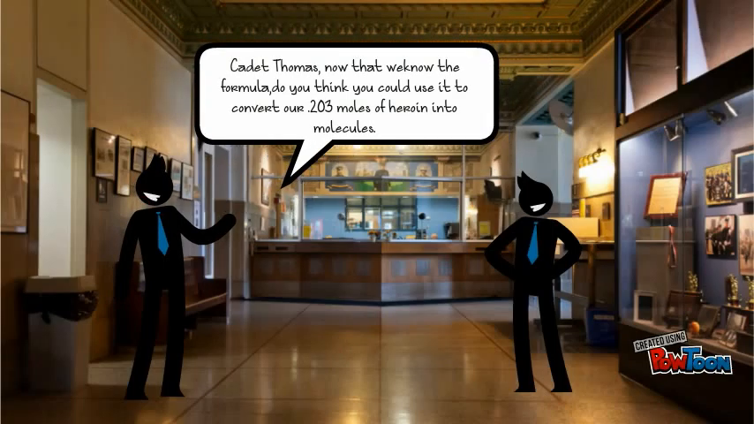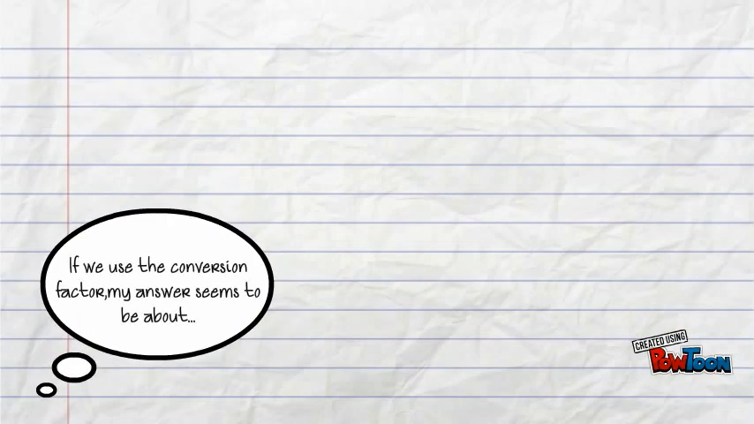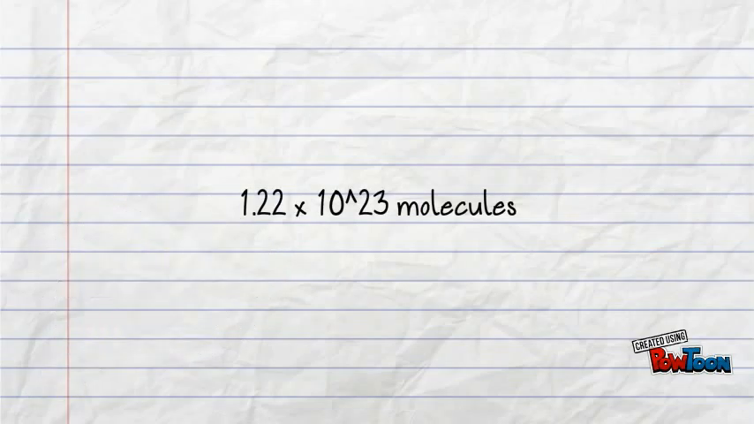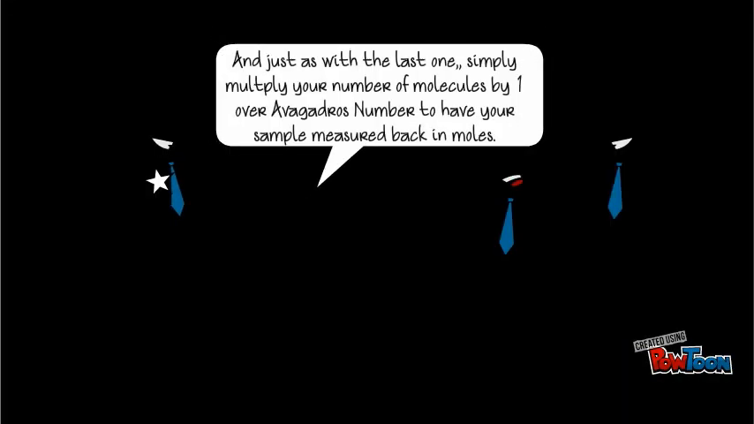Cadet Thomas, now that we know the formula, do you think you could use it to convert our 0.203 moles of heroin into molecules? I'm sure. If we use the conversion factor, my answer seems to be about 1.22 times 10 to the 23rd power molecules. Exceptional, great job! And just as with the last formula, simply multiply your number of molecules by 1 over Avogadro's number to have your sample measured back in moles.